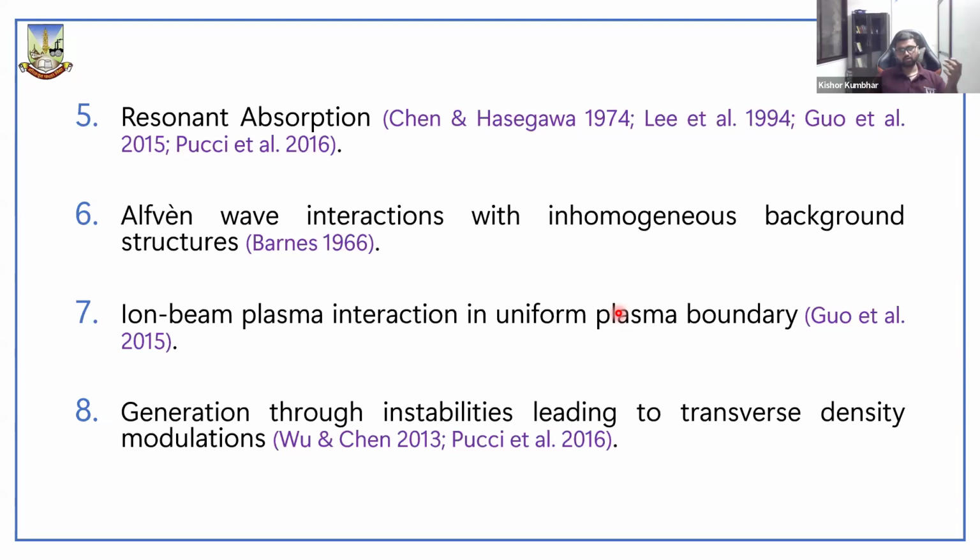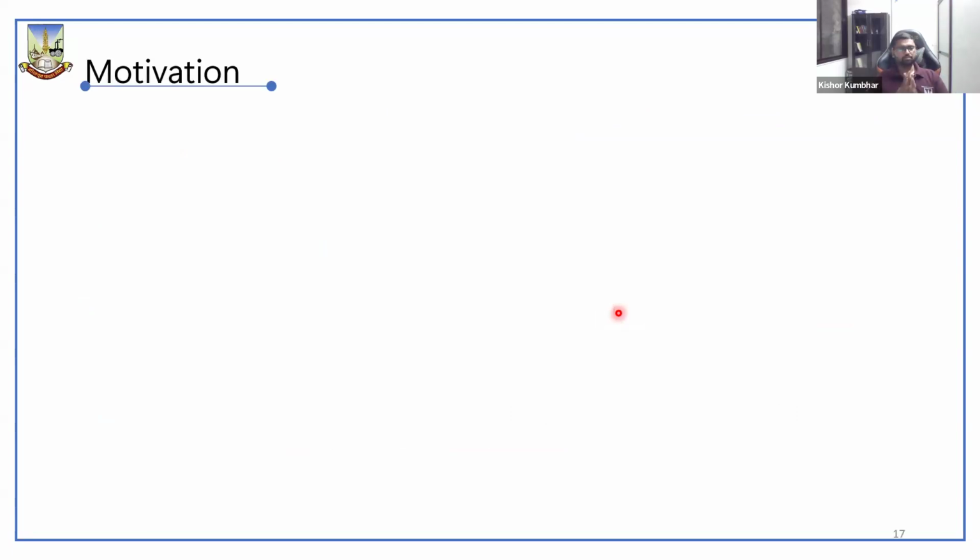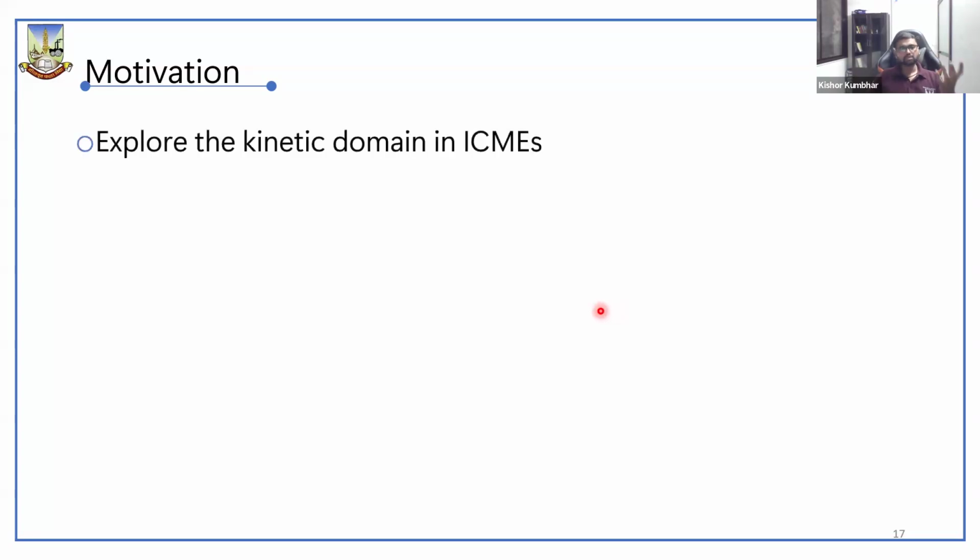Furthermore, we know that our ICME Magnetic Cloud is a closed structure having low plasma beta conditions, and several studies have been conducted in the past to study the microscopic structure of the ICMEs. Along with that, there have been some observations of the MHD scale waves. However, the kinetic domain of the ICME remains unexplored. Thus, by conducting this study, we aim to explore the kinetic domain of the ICMEs.